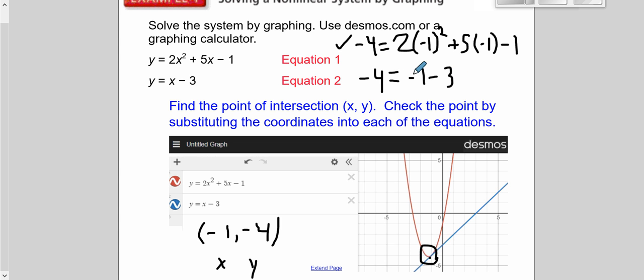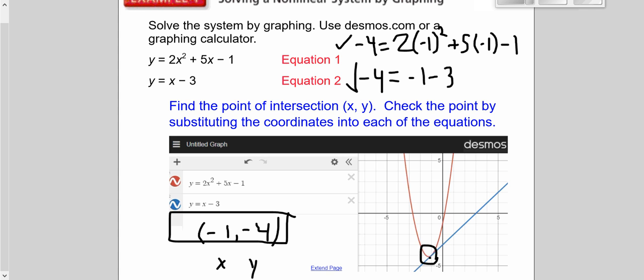Does -4 equal -1 minus 3? Yes, it does. So it makes both equations true. So this is our answer. So we're really just looking for that intersection point. That's how we can solve by graphing.